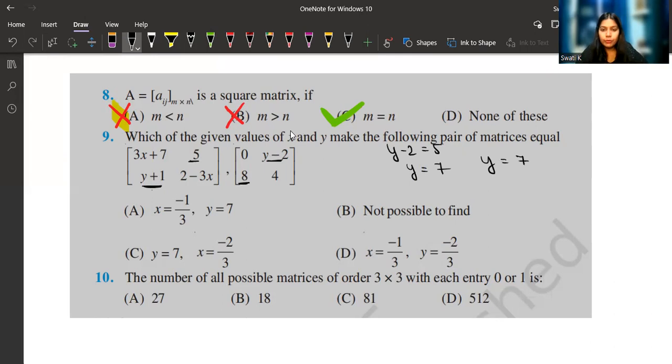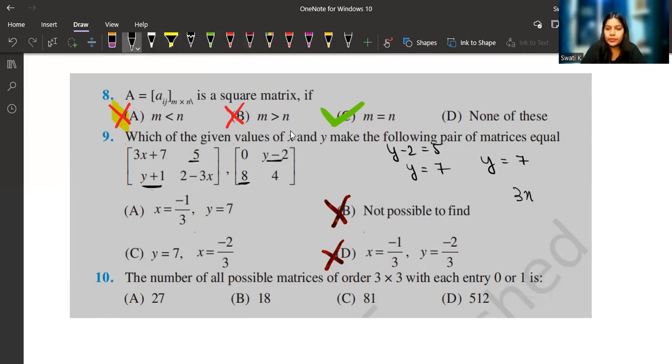So we have two options where y is 7, either A or C. B and D are absolutely not possible, so you can cancel these. Now we need to check the value for x. This is very, very simple. So 3x plus 7 equals 0.